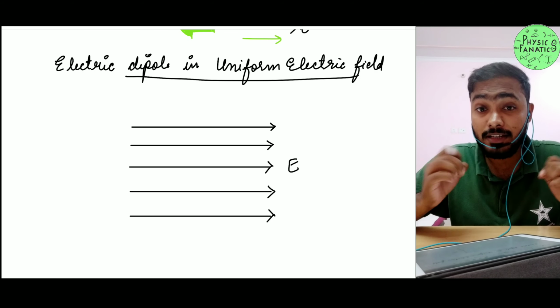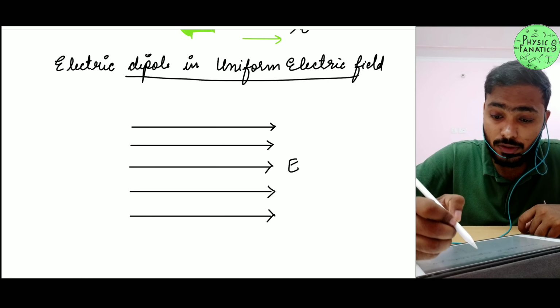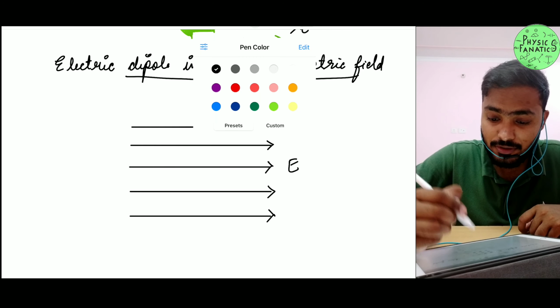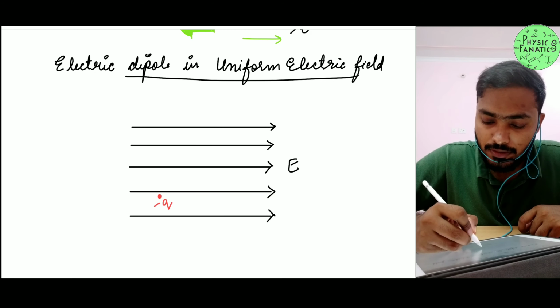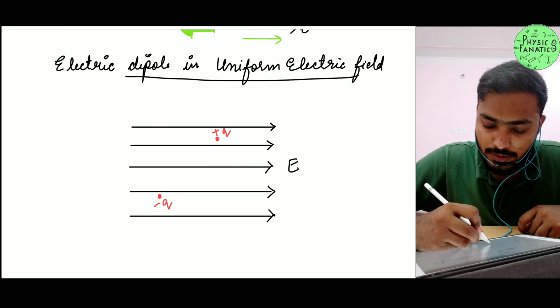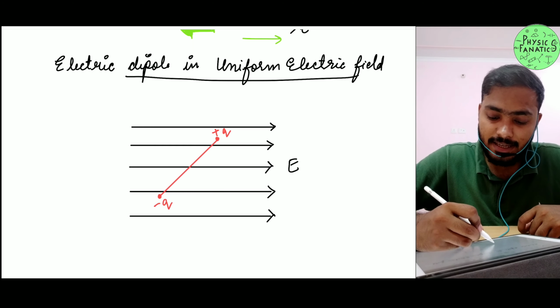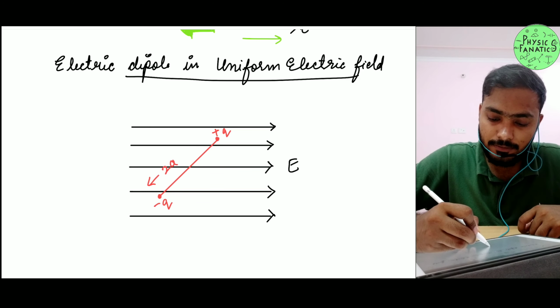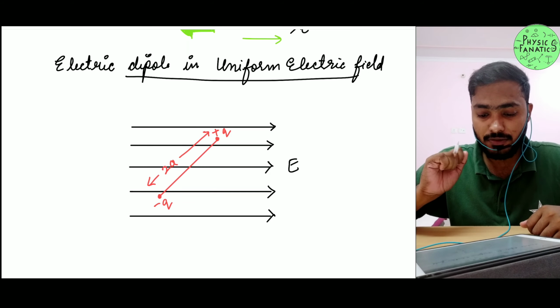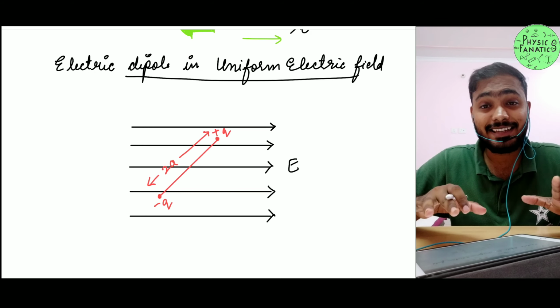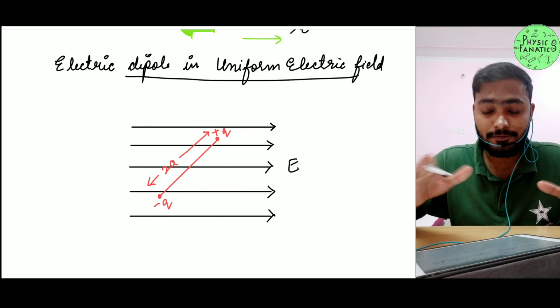I have to draw my dipole now. We all know what a dipole is. I'm sure everybody knows what a dipole is. A dipole is an assembly of minus q and plus q charge, and let's say they are separated by a distance of 2a. 2a is the distance between my minus q and plus q charge. So I have a dipole inside my uniform electric field.